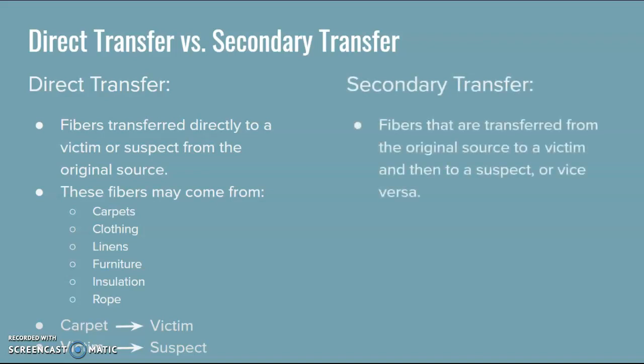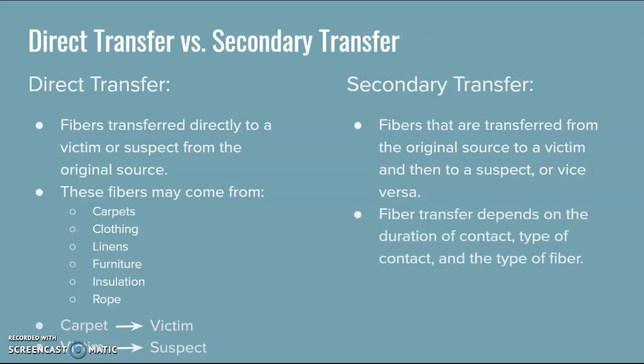Secondary transfer is when fibers are transferred from the original source to a victim and then to a suspect, or vice versa. Fiber transfer depends on the duration of contact, the type of contact, and the type of fiber, just like in Locard's principle of exchange. So for example, if fibers from carpet are transferred to a victim and then from the victim to a suspect.